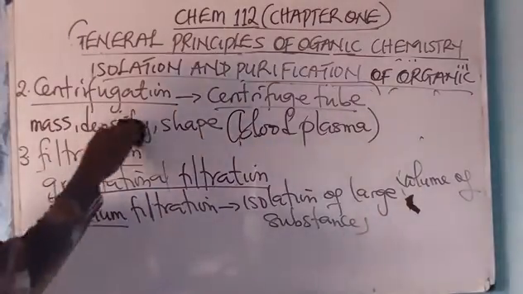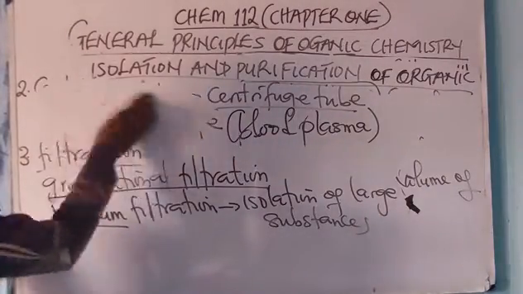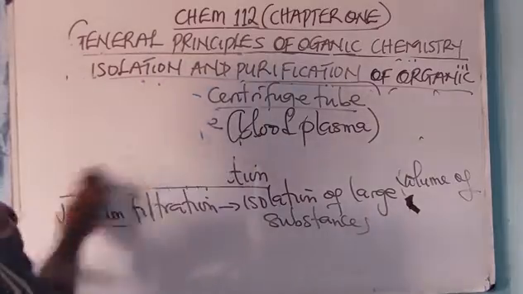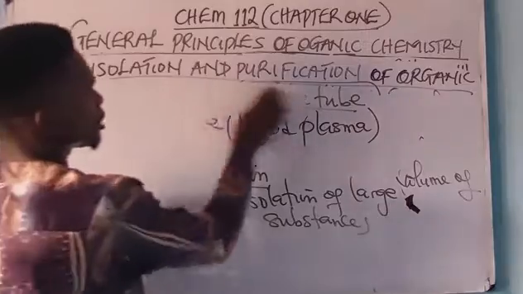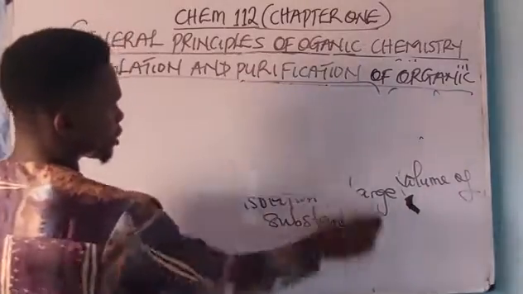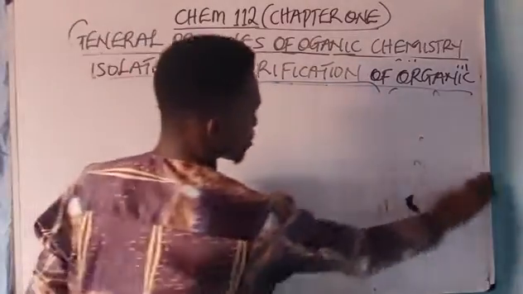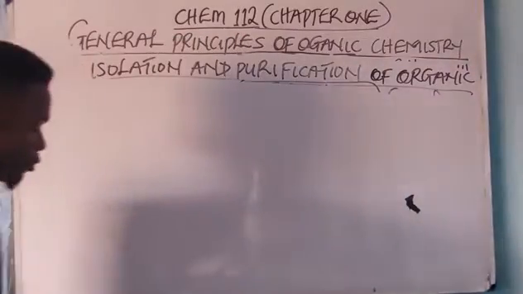Now another example of a separation method is sublimation. Sublimation is a phenomenon in which a solid molecule passes directly into a gaseous molecule without passing through the intermediate liquid stage.